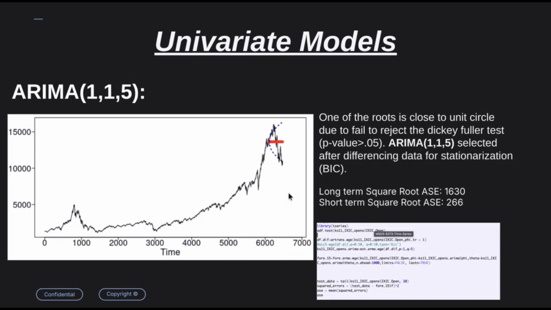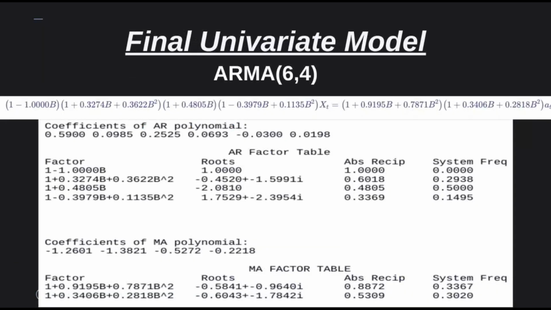So our final univariate model is the ARMA 6,4 model, which has 6 coefficients in the AR part and 4 coefficients in the MA part. We want to present the equation of the model and also some factor tables.